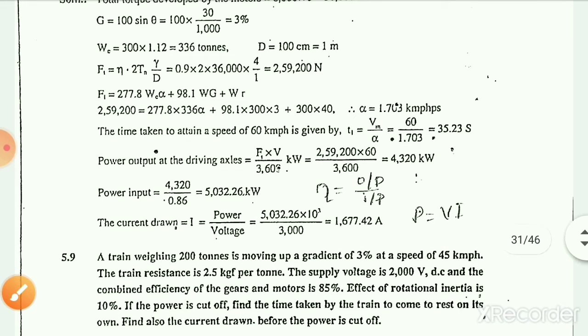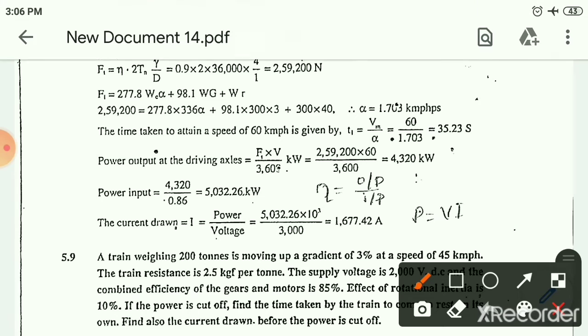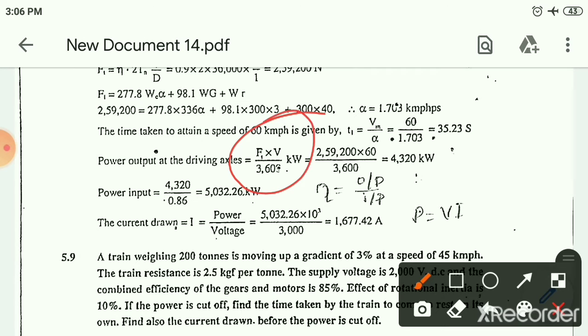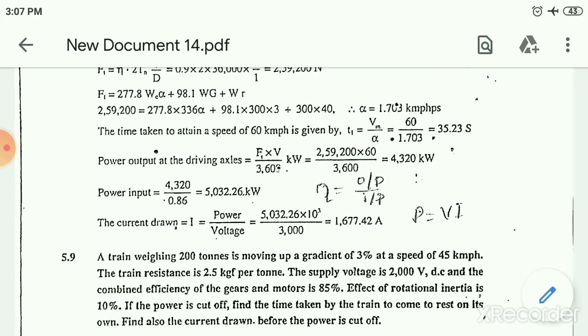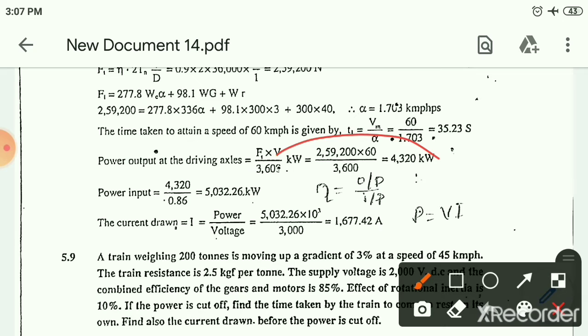So the power output at the driving axle, it is the equation, you just refer to the tractive effort derivation. So you'll get this equation. Substitute all these values here and calculate the power. Power driving the axle wheel is 4320 kilowatt.